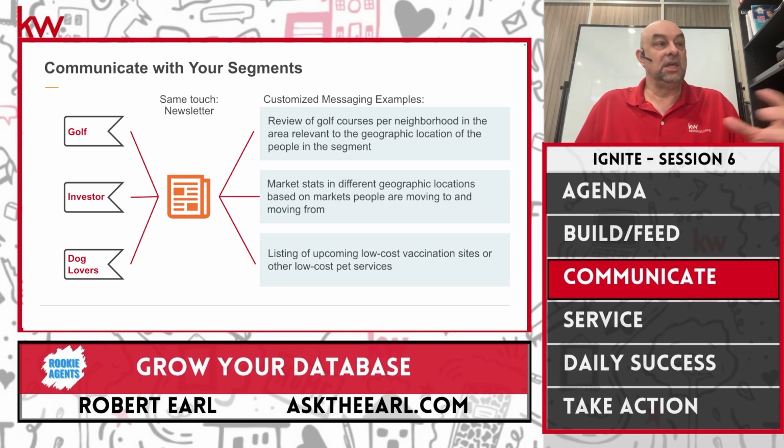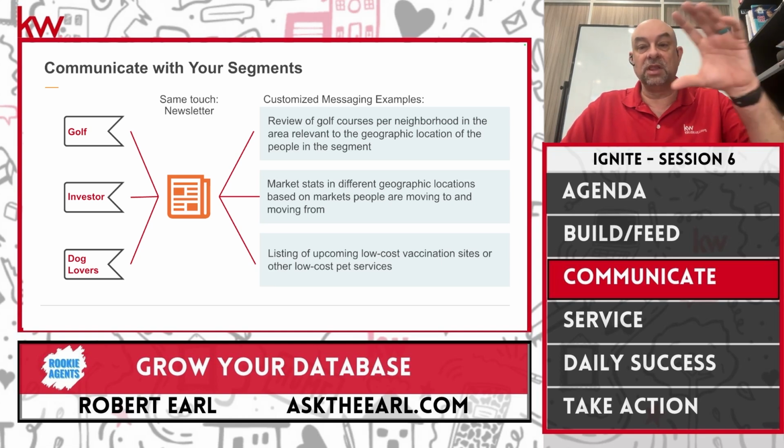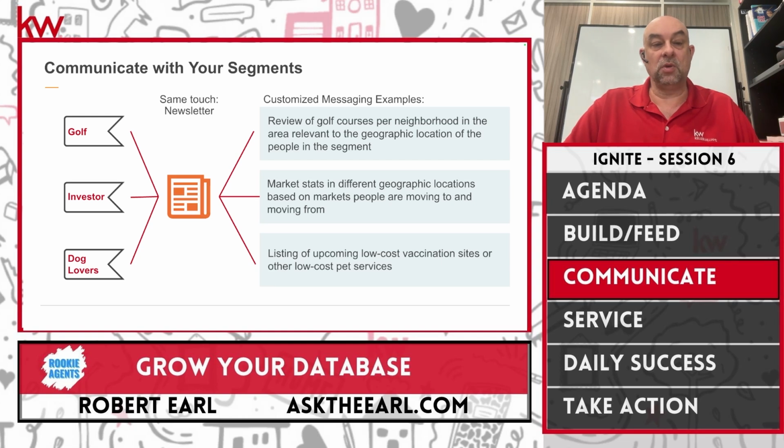You could also have particular market stats that were interesting for investors. Are folks moving into the area? Are they moving out of the area? Or you could share information about, they use an example of low-cost vaccination sites or ways in which there is a dog rally for people to get together for other dog lovers. These are things that you're on the lookout for based upon your database and being able to communicate with them in a systematic way.